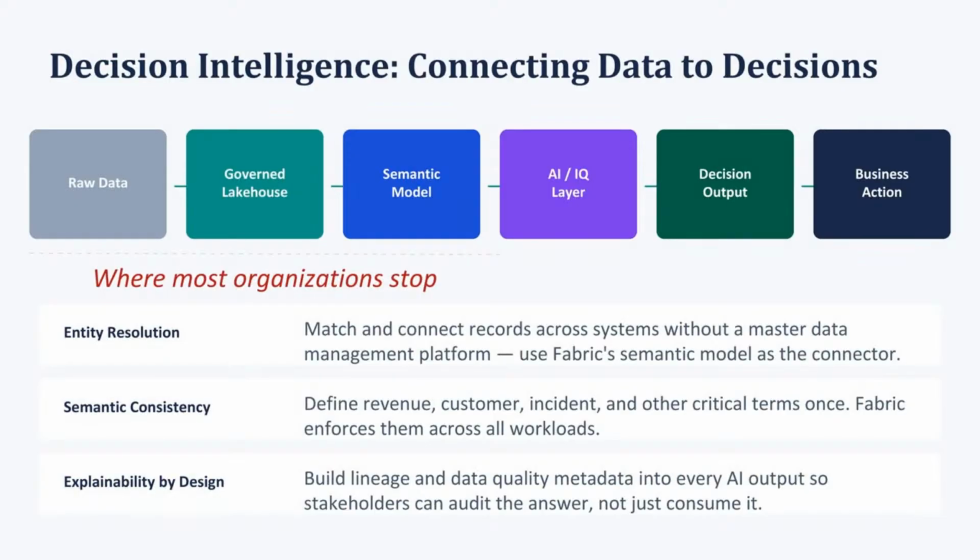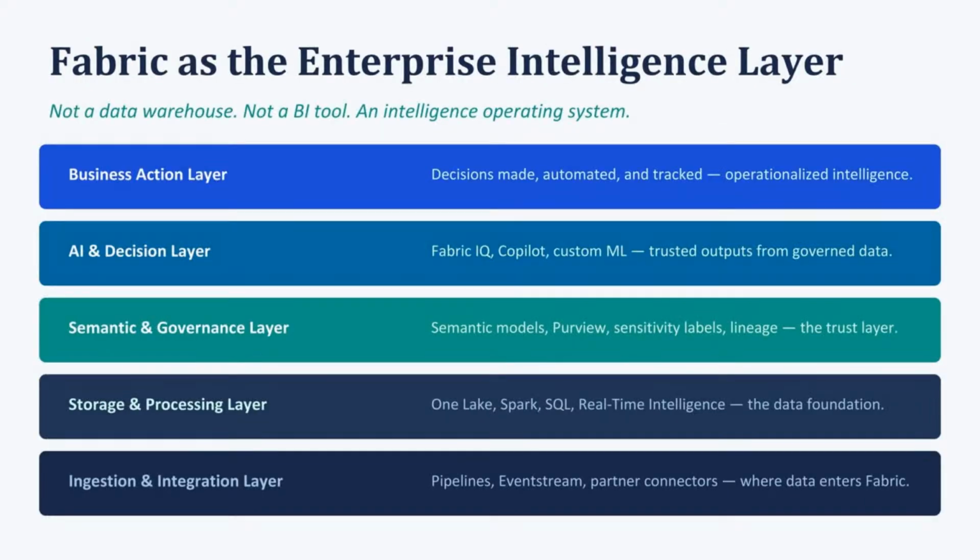Fabric semantic model as the connector. Semantic consistency: define revenue, customer, incident, and other critical items once. Fabric enforces them across all workloads. And explainability by design: build lineage and data quality metadata into every AI output so stakeholders can audit the answer and not just consume it. And so with Fabric as the enterprise intelligence layer, it's not a data warehouse, not just a BI tool, it's a whole intelligence operating system.